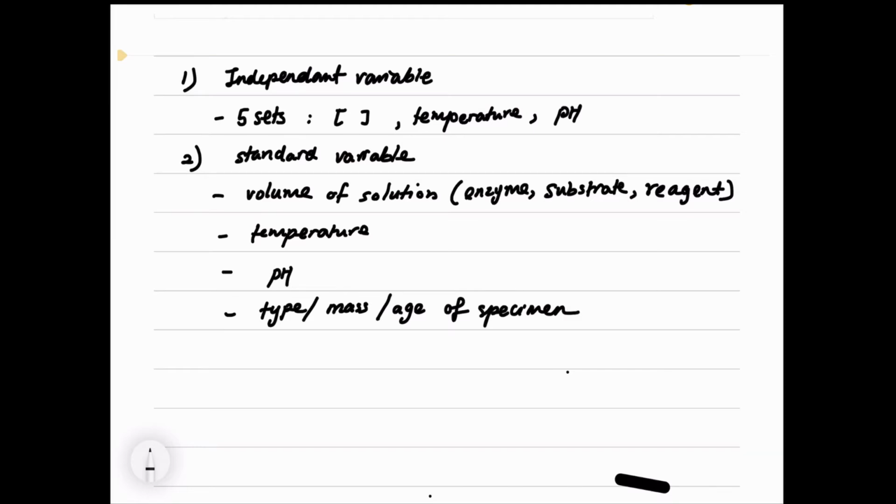And one of the main things that you need to standardize will be the timing. So what are the timings that you can or need to standardize? Reaction time, incubation time, soaking time, or equilibration timing.